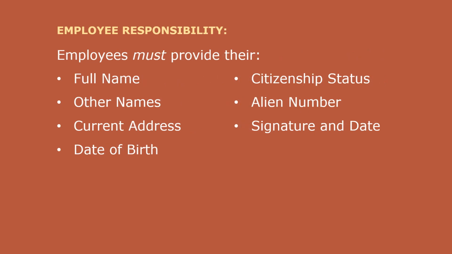Employees must provide their full legal name, other names used if applicable, such as a maiden name, current address including street name and number, city, state, and zip code, date of birth, a check mark next to the appropriate box to indicate whether they are a U.S. citizen or non-citizen national, lawful permanent resident of the U.S., or an alien authorized to work in the U.S., an alien number, USCIS number, Form I-94 administration number, or foreign passport number, including country of issuance, and the date employment authorization expires if applicable. Finally, the signature and a date.